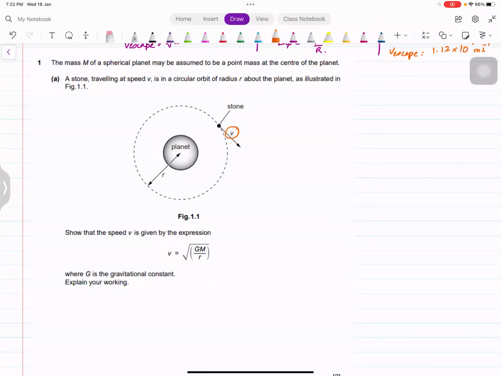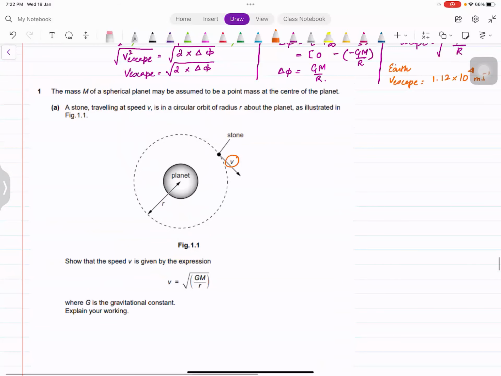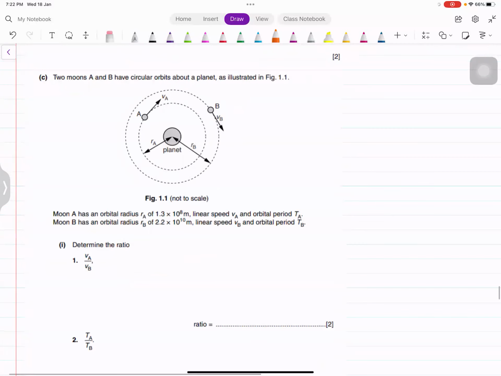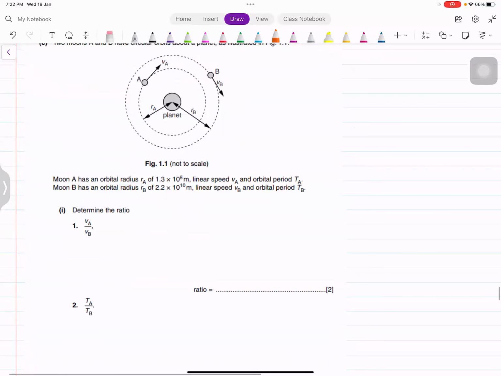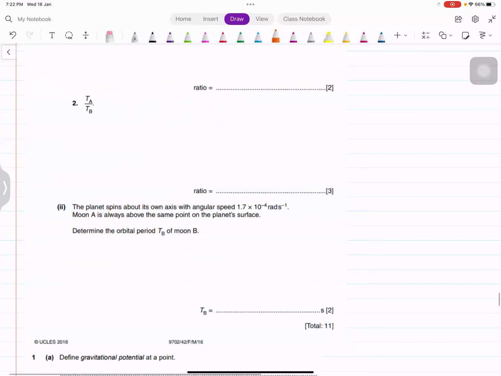This is a classic question from kinetic energy. Okay, all right, leave this. This question will come back again. And this is the same, and this is the same. Okay. So we're going to start from basically this question.